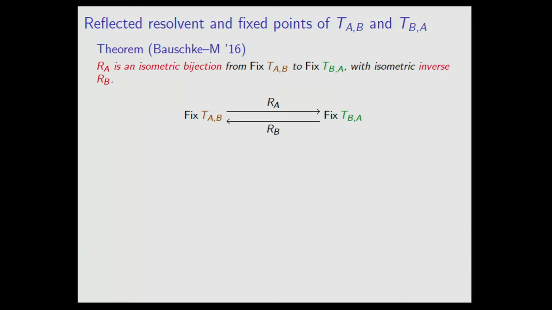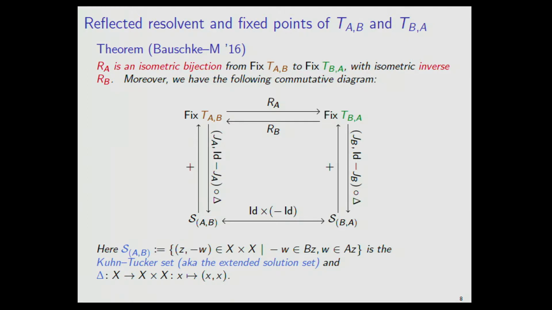But this is not the entire thing. I mean, we were able actually to be much more specific and talk about how the fixed point sets are mapped concretely, how each point is mapped. I won't dig into details in this. This set SAB here is what's known as the Kuhn-Tucker set. This is also called the extended solution set by Eckstein-Svaiter. And in fact, it has something to do with the primal and dual solutions. So we know exactly how the fixed point sets are mapped.